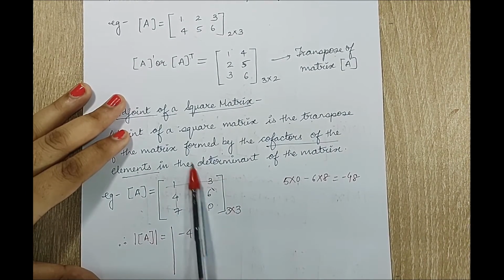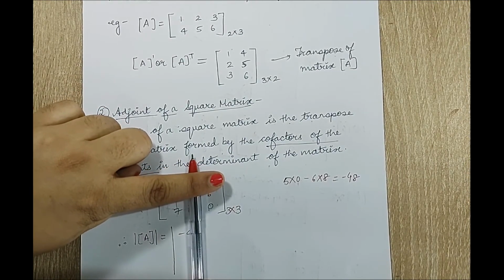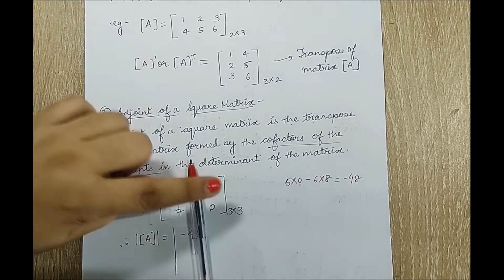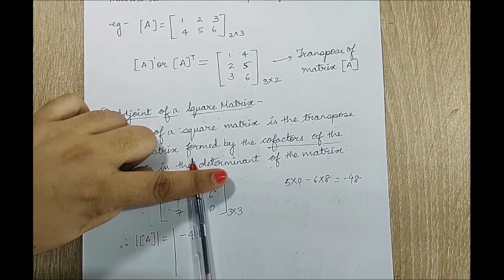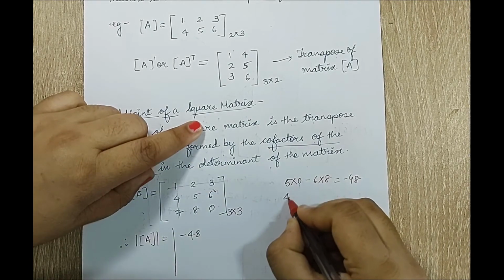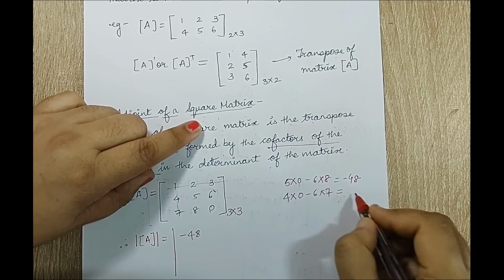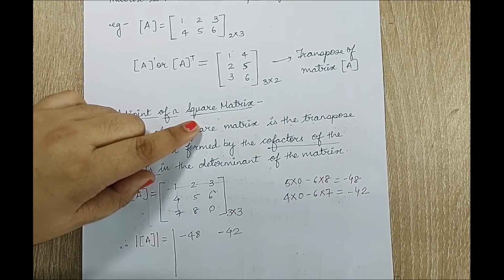Next, suppose I have to calculate for 2, I'll forget the second row and the first column, the place where it exists. So if you forget these two, what remains is 4 into 0 minus 6 into 7. So I get 4 into 0 minus 6 into 7, so I get the value as minus 42. So this is the cofactor for the second term.